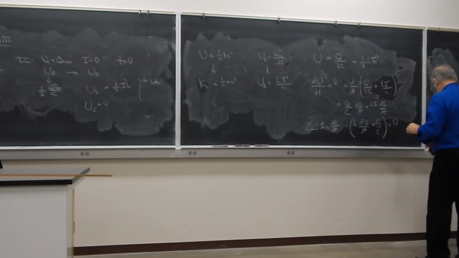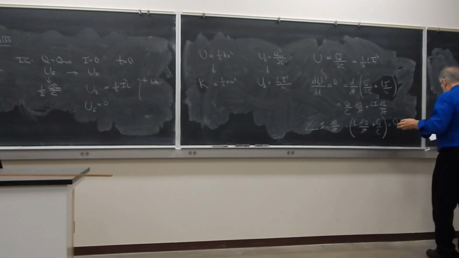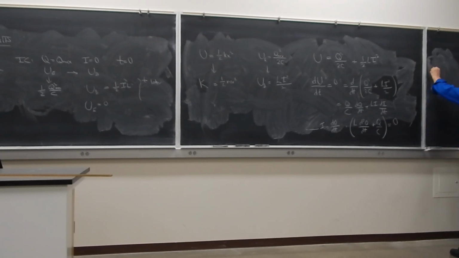Or if I move some terms around, this is going to look like the second derivative of q with respect to t plus q over LC is 0. And this definitely reminds us of the differential equation that goes with the mass spring system that looked like this. Second derivative of x with respect to t is equal to minus k over m times x. Or sometimes we wrote that as minus omega squared times x.